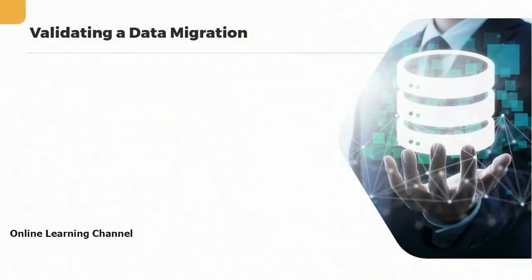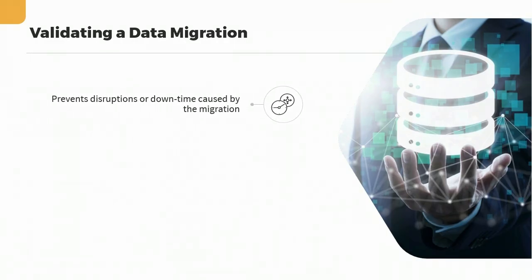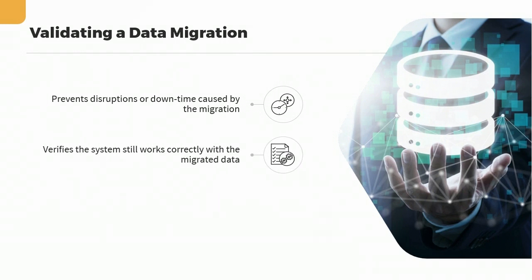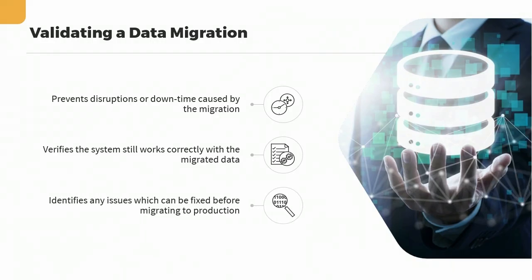In this video, I'm going to talk about validation of our data migrations. So why do we have to validate a data migration? What's the purpose of doing it? Well, when we validate a data migration, it allows us to prevent disruptions or downtime that could be caused by the migration. It allows us to verify the system still works correctly with this migrated data that we've moved from on-premises into the cloud. And this is where we first have to identify any issues which can be fixed before migrating to production. It's basically a way for us to do QA of this ETL that's been done. It could be a massive ETL from all the data that's stored on-premises and in the cloud.